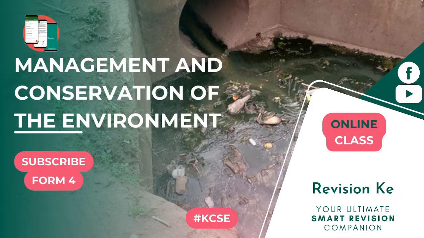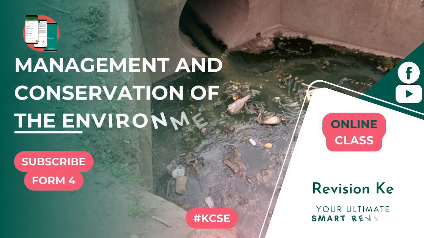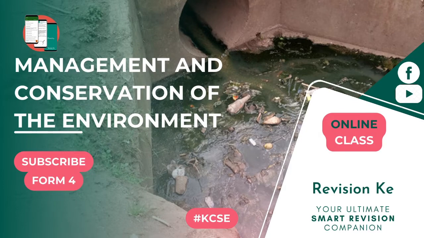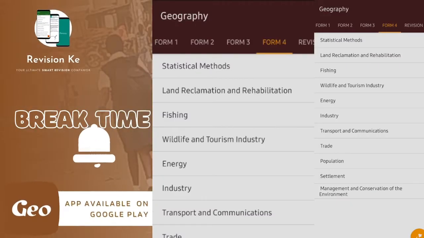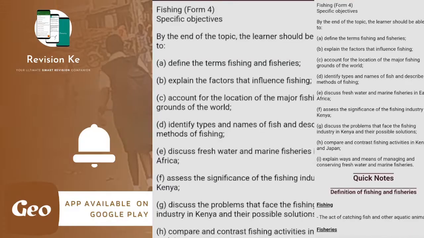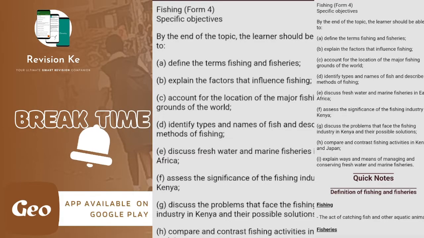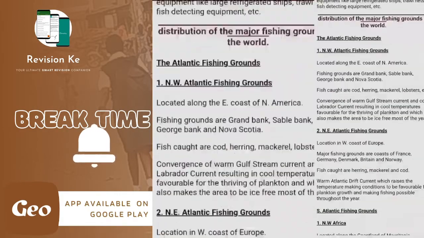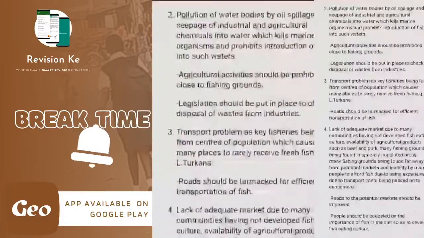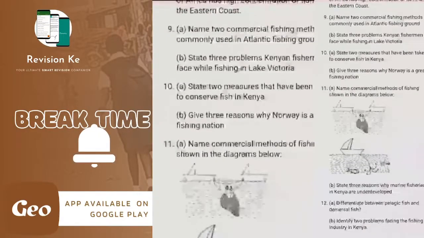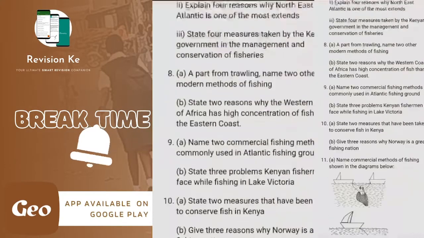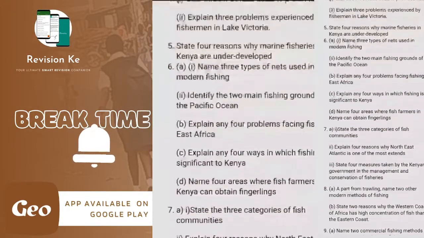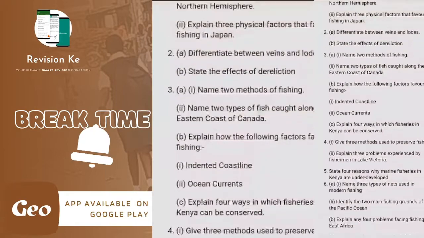And finally, this is the last Form 4 topic under geography. You'll notice across all these topics that we've been looking at, there is always a section at the end of the topic discussing conservation and management. I'm trying to look at a specific one under the topic fishing, and I'm almost there. Yeah, here we are. This should be around here.